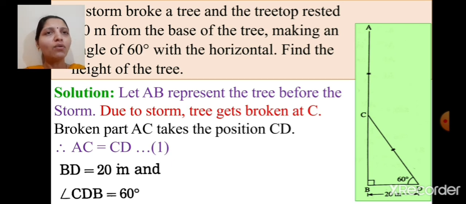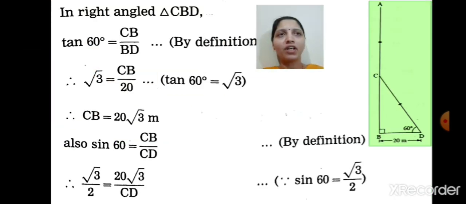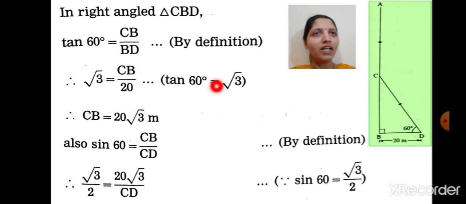Okay. Now you have to apply the trigonometric ratio here. So in right angle triangle CBD, tan 60 degrees is equal to CB upon BD, because BD we know and we have to find the CB length. So opposite side of theta and adjacent side of theta relation you can get in tan ratio. So we have to apply here the tan ratio. Now tan 60 is root 3. So we write here root 3 is equal to CB upon BD, which is 20. Therefore CB is equal to 20 root 3 meters.